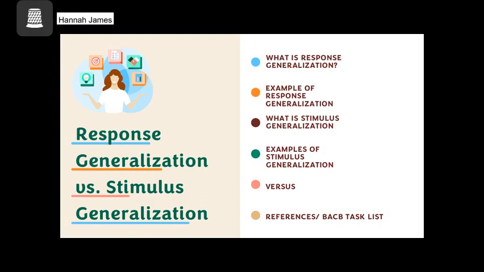So for this project we will be talking about what is response generalization, some examples of that. We'll also go over the definition and what is stimulus generalization and some examples of that as well. Then we'll talk about a little trick that helped me study this in describing the differences between the two. Then we will go over the references and the BACB task list in relation to this.